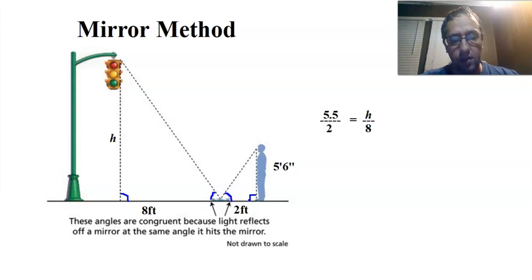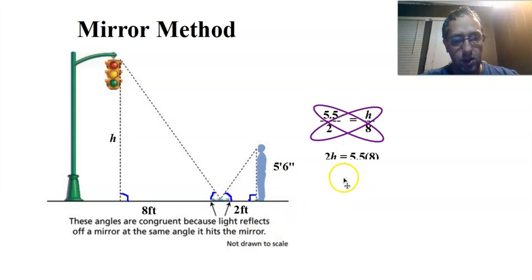So we have 5.5 over 2 right here, and then my height over my distance there. So height over 8. Again, cross products there. So 2h equals 5.5 times 8. 2h is 44. H is 22 feet.